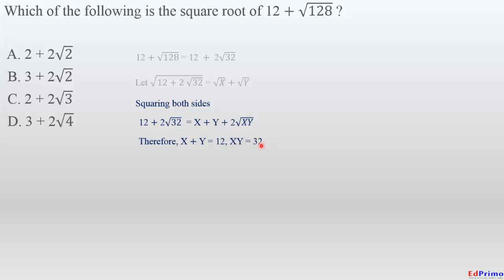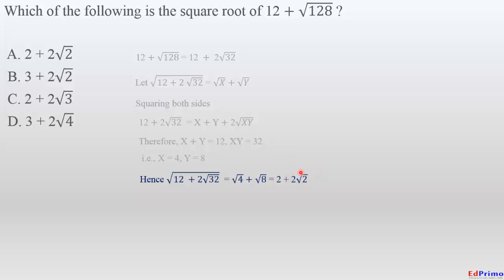Now the solution for this would be 8 and 4. Now it could be x is 4 and y is 8, or it could be the other way around, where y is 4 and x is 8. Either way, our answer won't change. So let's take x as 4 and y as 8, and let us apply this to the previous equation. We get square root of 4 plus square root of 8 as 2 plus 2 root 2. Now that is the square root of the given expression. So 2 plus 2 root 2 is the answer, which is option A.